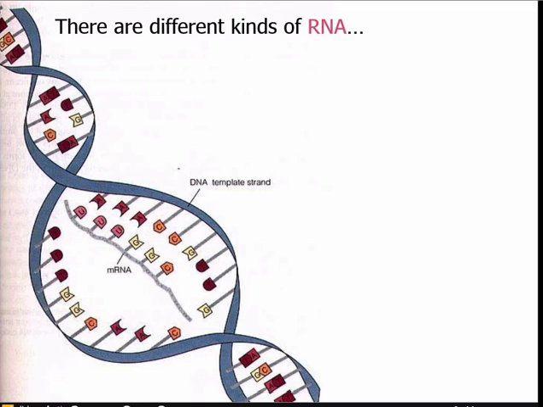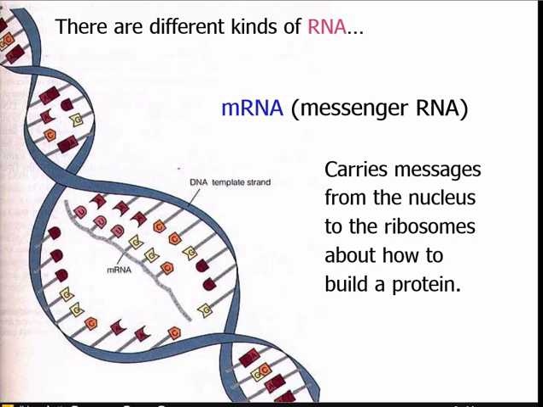Now, there are different kinds of RNA. The first one is the one that I've already talked about a little bit. It's called mRNA. You use a lowercase m and then 3 capital RNAs. It's called messenger RNA. mRNA carries messages from the nucleus to the ribosomes about how to build a protein. So you see it in the diagram. It's copying the DNA. It's going to head out to the cell and tell the cell how to build a protein.